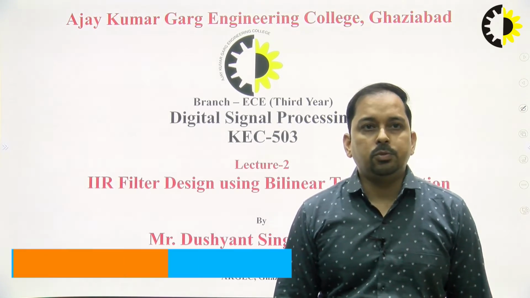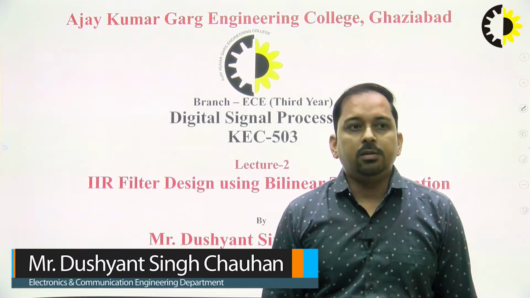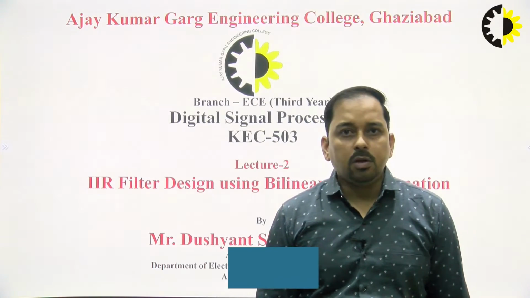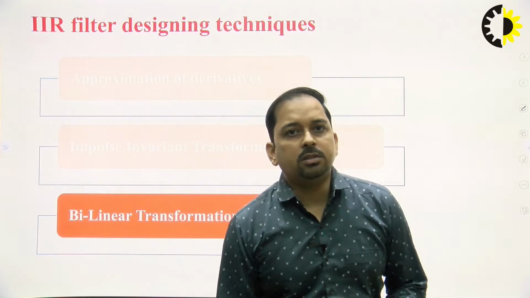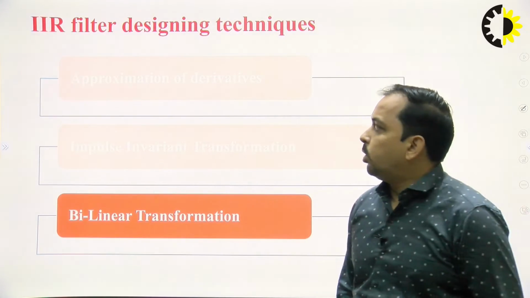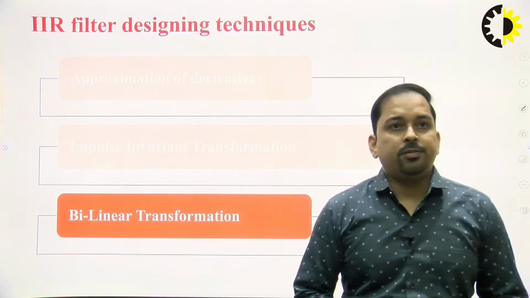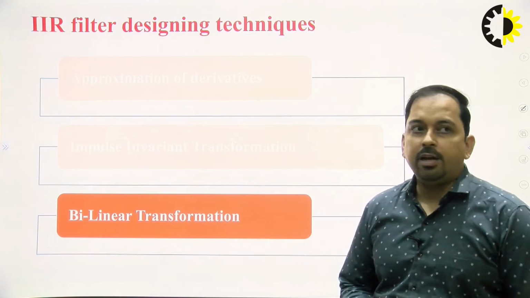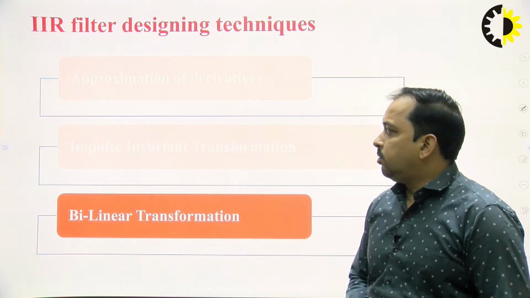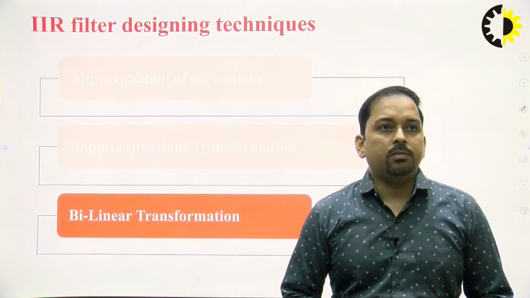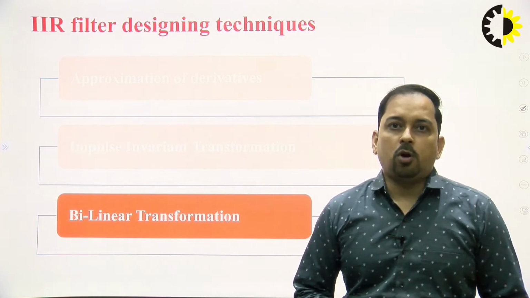This is lecture number 2 and in this lecture we will see the IIR filter design using bilinear transformation. In the last lecture we discussed techniques to design IIR filters. The first technique was the approximation of derivatives. The second technique we discussed was the impulse invariance transformation. In both techniques there are some drawbacks.